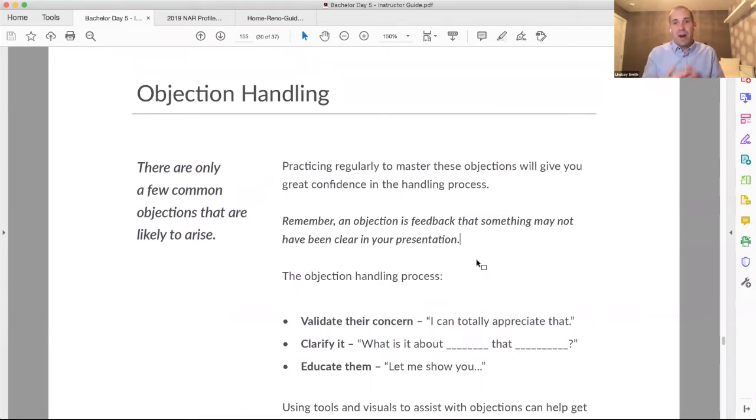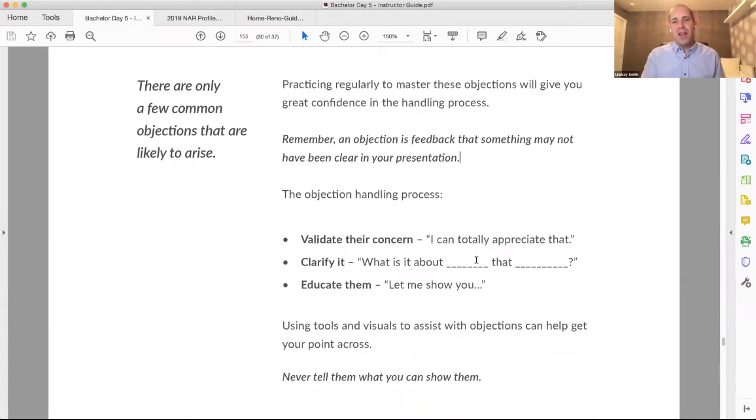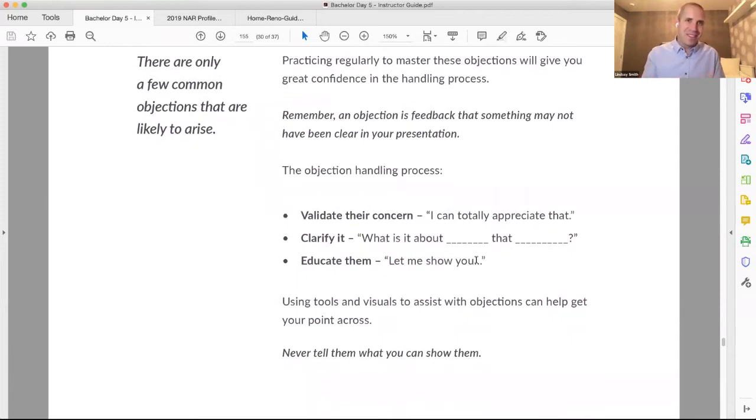Again, an objection, in my opinion, is just something that hasn't been clear that now you can go through and deal with. And any buyer or seller who is unclear will often hesitate to make a final decision. So here's a bit of a process that I'm not going to go through every single time as I give you an objection, simply because it'll be very repetitive for you.